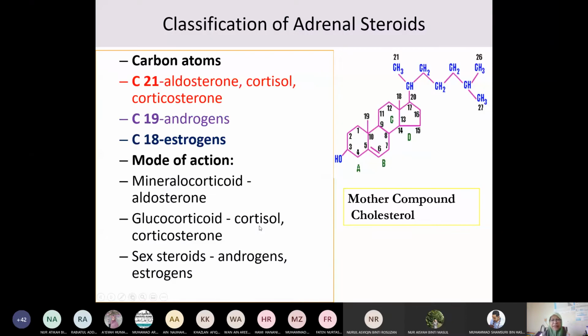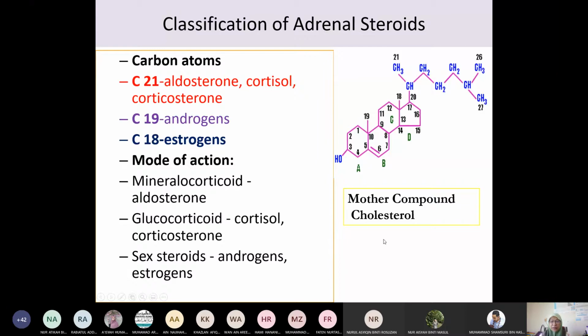Since I am sharing the biochemistry, I cannot avoid the biochemical structures. But the detailed structure activity relationship will be delivered by Dr. Zalika in her medicinal chemistry part. So let me introduce the structures of adrenal steroids.